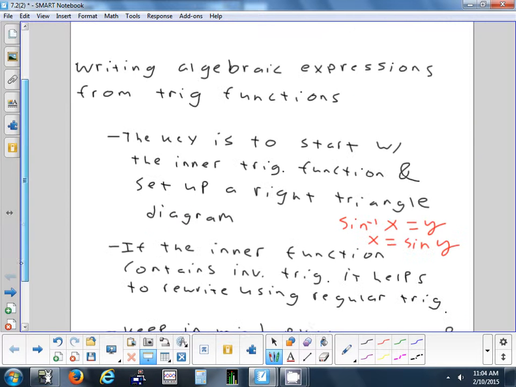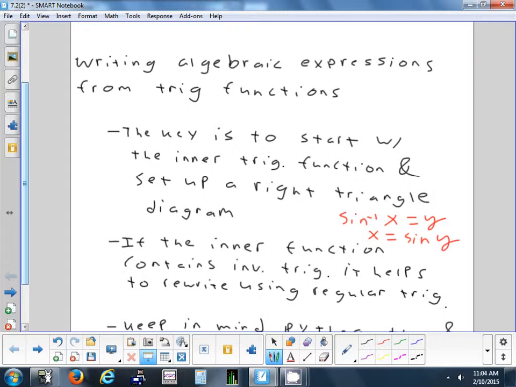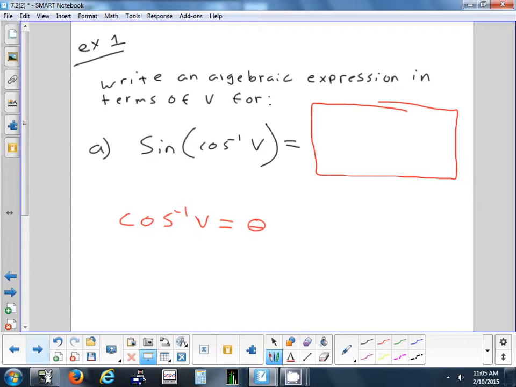The next part, I'm going to take and rewrite that inverse trig function using regular trig. So to do that, I'm going to take the cosine of each side. That's going to get rid of inverse cosine. Take the cosine of what's on the left. Take the cosine of what's on the right. And now we have v equals cosine theta. Now this is what I want to draw a picture of. I want to draw a right triangle.